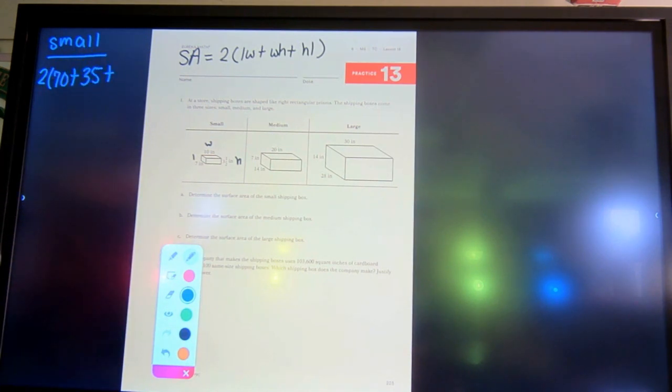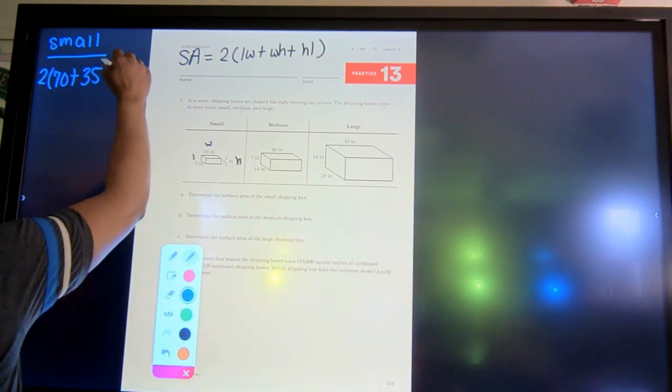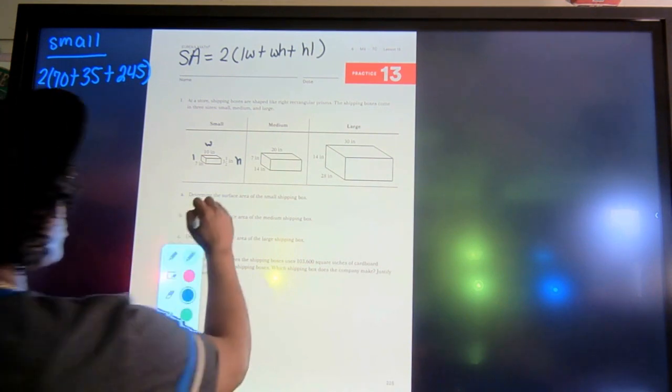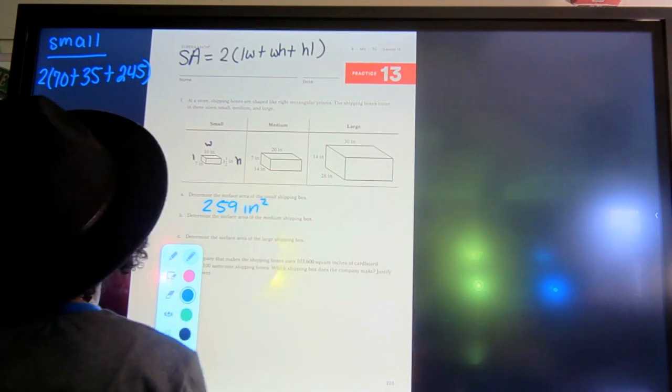And then the last one we have is height times length. For that one, we're going to have 7 times 3.5. Remember I said that 3 1/2 is the same as saying 3.5. So you get 24.5. And then to find the surface area, you just want to add all of those up and multiply by 2. You're going to get 259 inches squared.